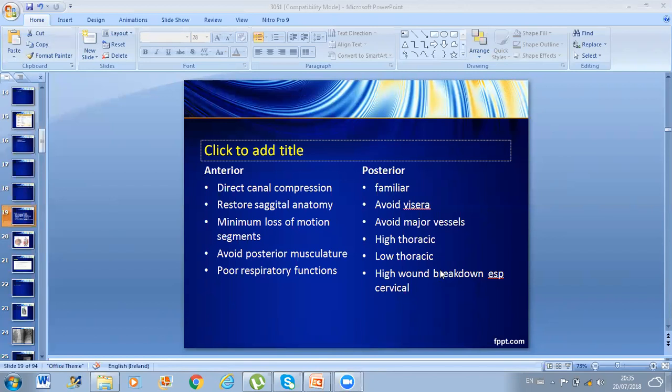Minimal loss of motion of segments, avoid posterior musculature and poor respiratory functions. In the posterior approach, excuse me, Abid, your mic has some problem. It's giving us a noise. I am changing it again. The posterior approach is familiar for most of the surgeons. It avoids viscera, avoids major vessels. It's beneficial for high thoracic and low thoracic regions, and high wound breakdown, especially cervical.